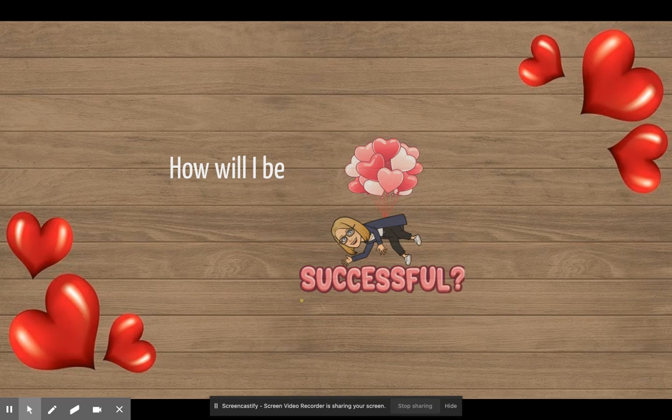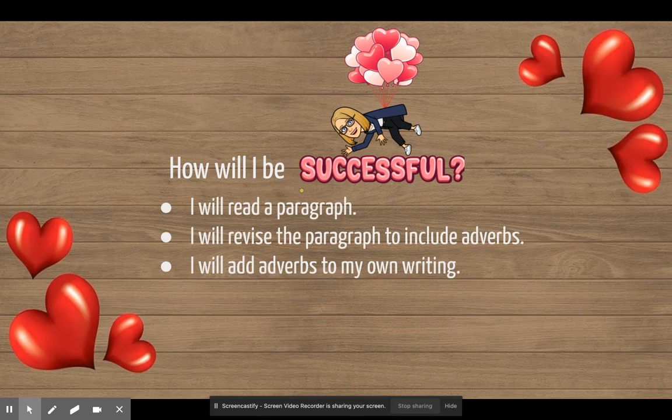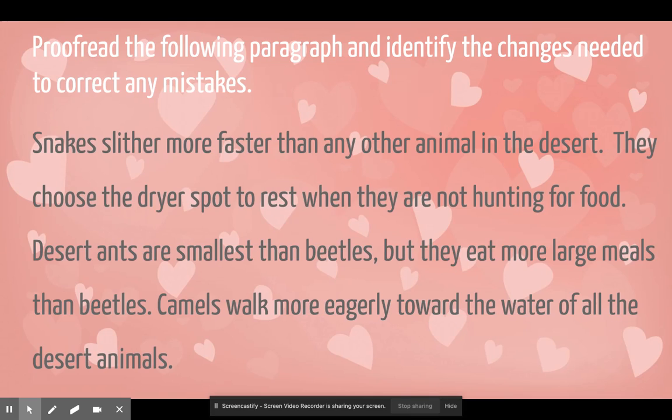All right, how will we be successful? I will read a paragraph. I will revise the paragraph to include adverbs, and I will add adverbs to my own writing. So we're going to proofread the following paragraph and identify the changes needed to correct any mistakes.